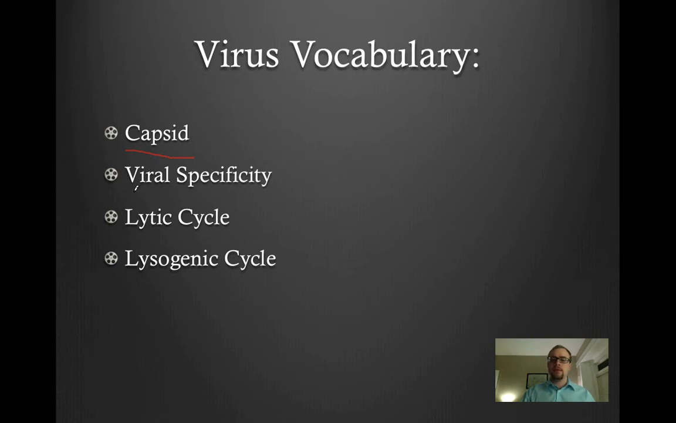We're going to be then talking a bit about viral specificity. And viral specificity is just how certain viruses are very specific to a given host cell. So, for example, there's certain human viruses that only infect certain types of human cells. They will not infect other animals, and they may not even infect other types of human cells. Then we're going to be talking about two types of viral reproduction. The first type is called the lytic cycle, and the other type is called the lysogenic cycle. And I'm going to go into more detail on those later in the video.